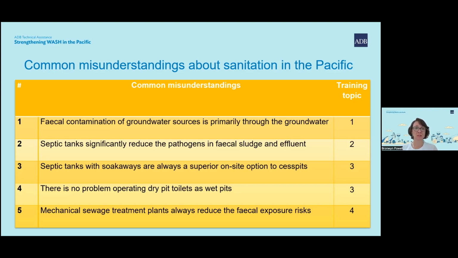The second misunderstanding is that septic tanks significantly reduce pathogens in fecal sludge and effluent. Third, septic tanks with soakaways are always superior to on-site options. We see this as a common push, that people want to move to a septic and don't think of on-site cesspits as viable or good options.